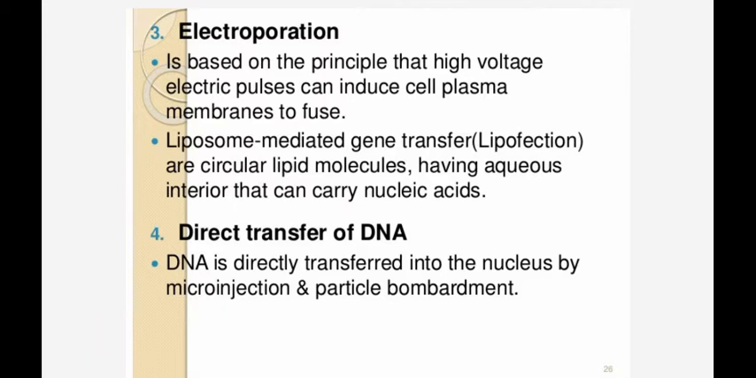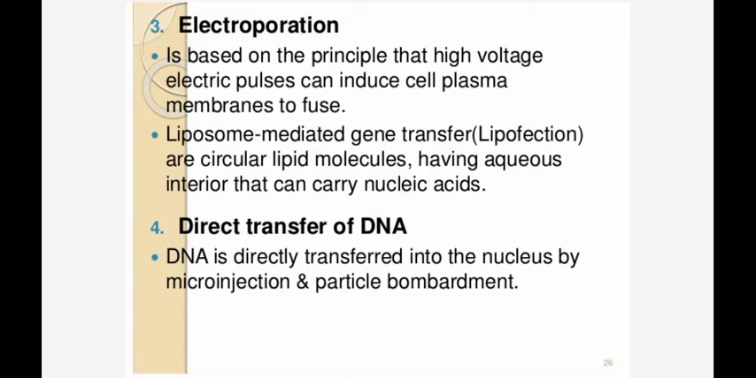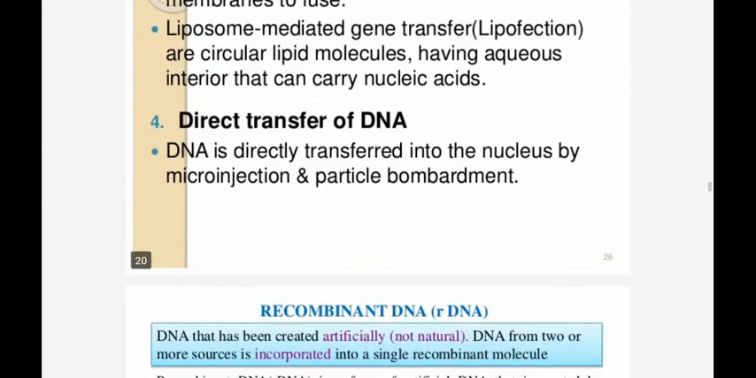Then, electroporation is based on the principle that high voltage electric pulses can induce the cell plasma membrane to fuse. Liposome-mediated gene transfer: liposomes are circular lipid molecules having an aqueous interior that can carry nucleic acid. Direct transfer of DNA: DNA is directly transferred into the nucleus by microinjection or particle bombardment.